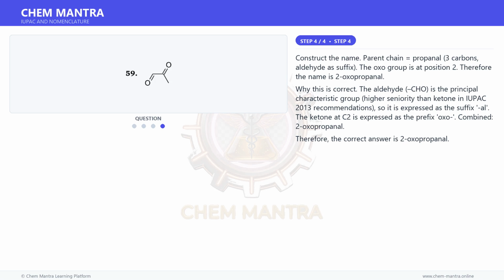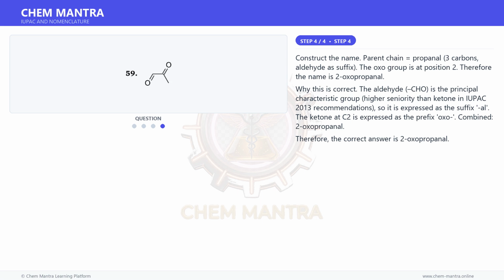And for the final step, construct the name. Parent chain equals propanal, 3 carbons, aldehyde as suffix. The oxo group is at position 2. Therefore, the name is 2-oxopropanal.